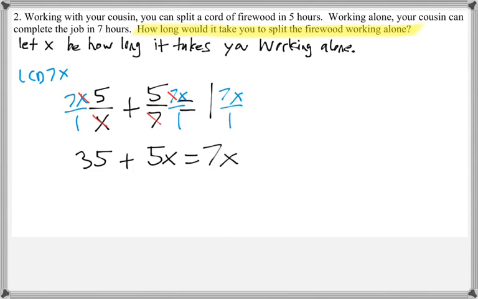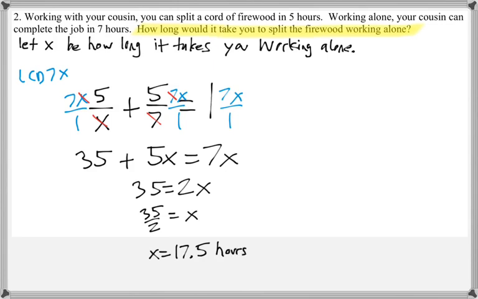And then if I solve this, 35 is equal to 2x, and x is equal to 35 over 2, or 17.5. So 17.5 hours.